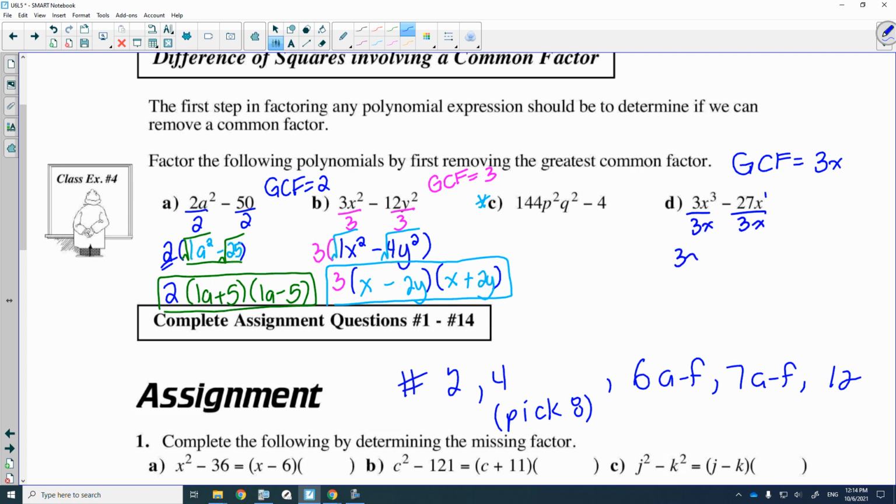Factor out that GCF, and you get 1x. 3 divided by 3 is 1. Subtract the powers, and you get 2 minus 27 divided by 3 is 9. You say to yourself, can I factor this by difference of squares? Yes, you can. So you'd bring down that 3x. And then what you would get here is 1x. Square root of 9 is 3, plus or minus.